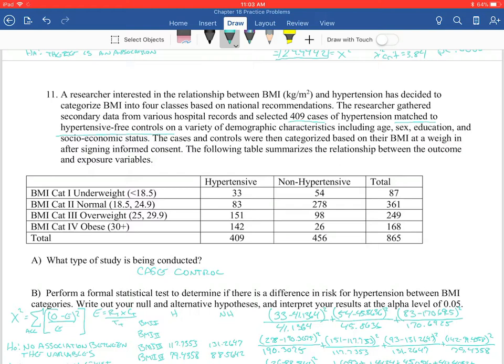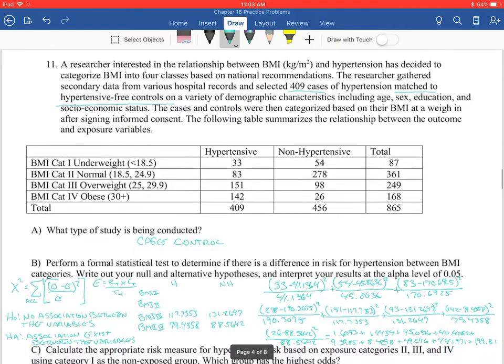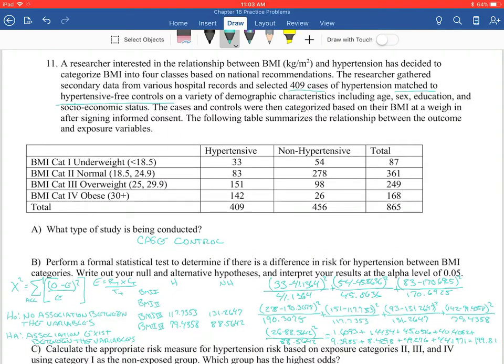The next thing it says: perform a formal statistical test to determine if there's a difference in risk for hypertension between BMI categories. Write out your null and alternative hypothesis and interpret your result at alpha level 0.05. So when we're doing a formal statistical test and we need a null and alternative hypothesis, we're doing our chi-squared test. Chi-squared is equal to the sum of observed minus expected, squared, divided by the expected values.